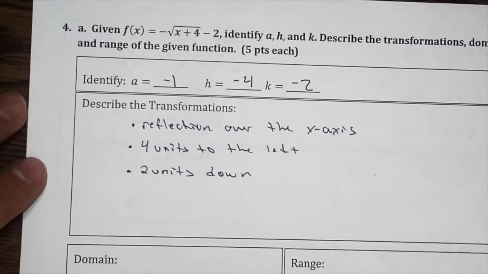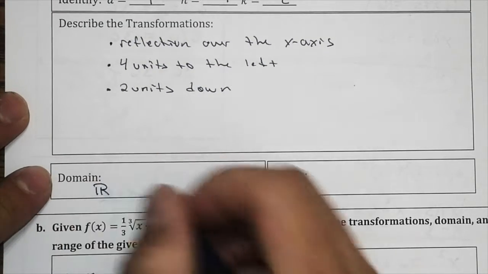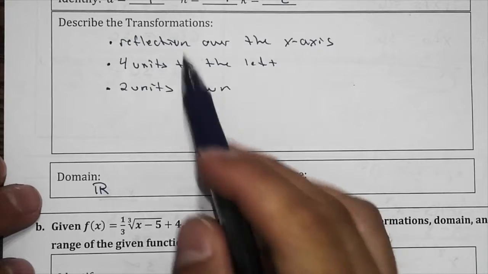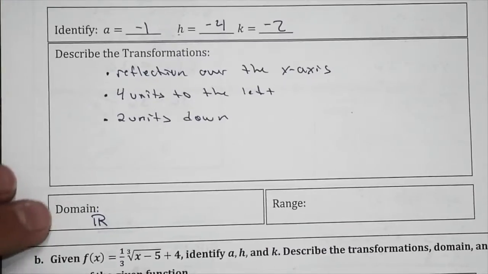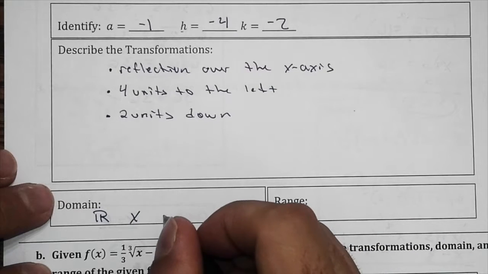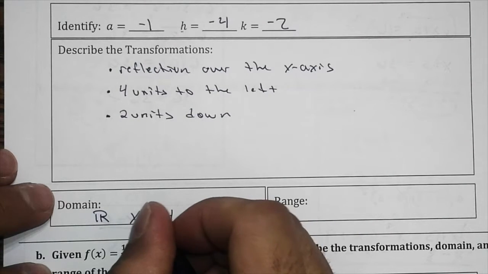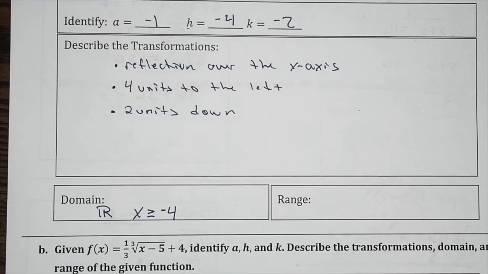All right, so domain and range is always going to start with all real numbers. Now, the domain relates to the h value. So we're going to have x, and we're going to have negative 4. So it's always going to be greater than or equal to. Okay? That's easy enough.